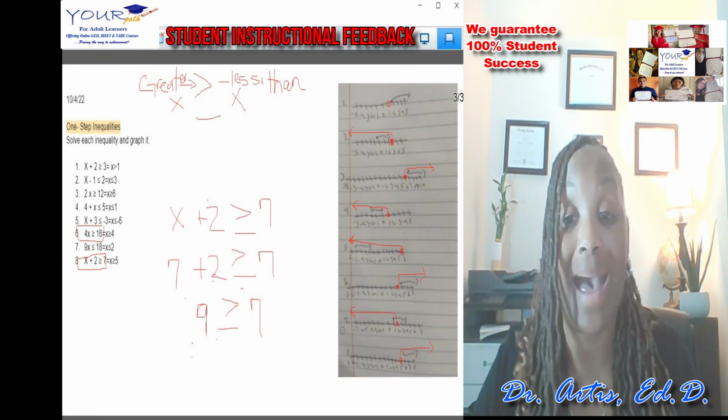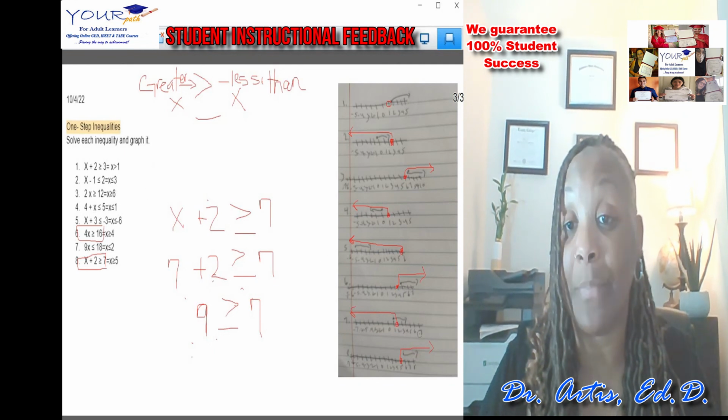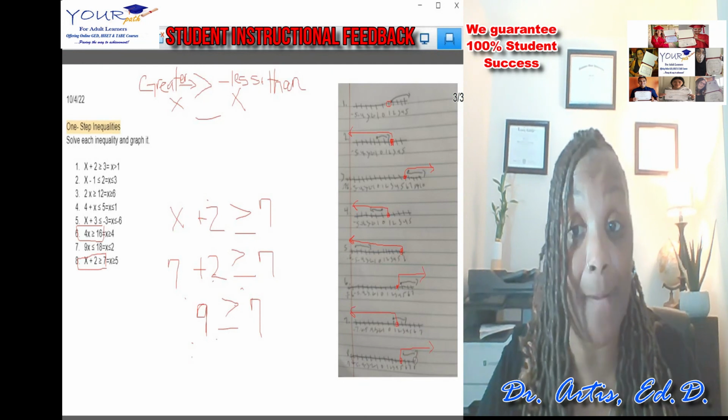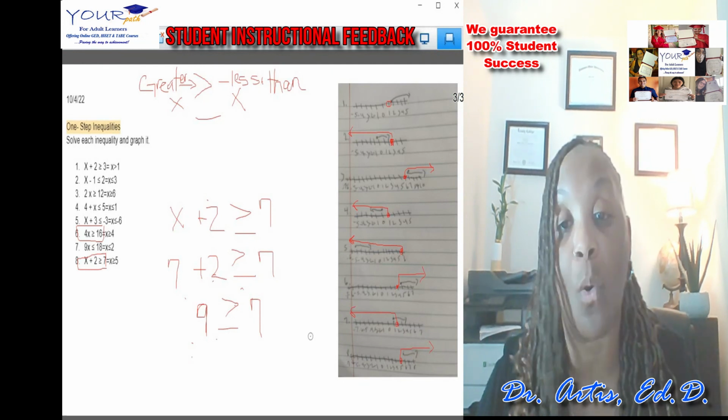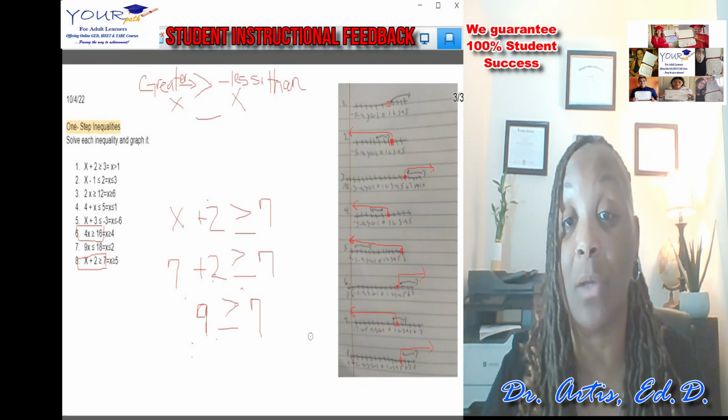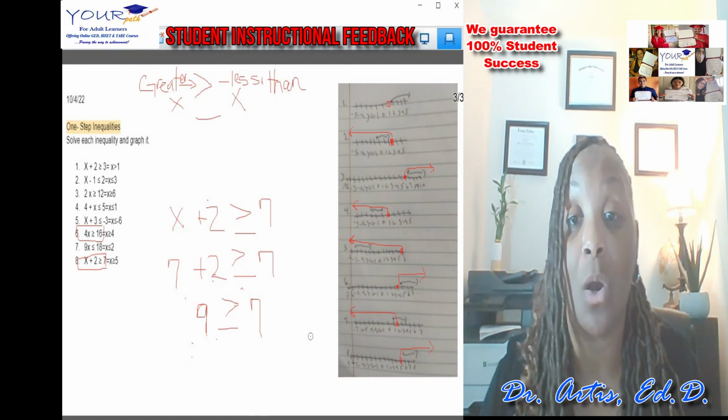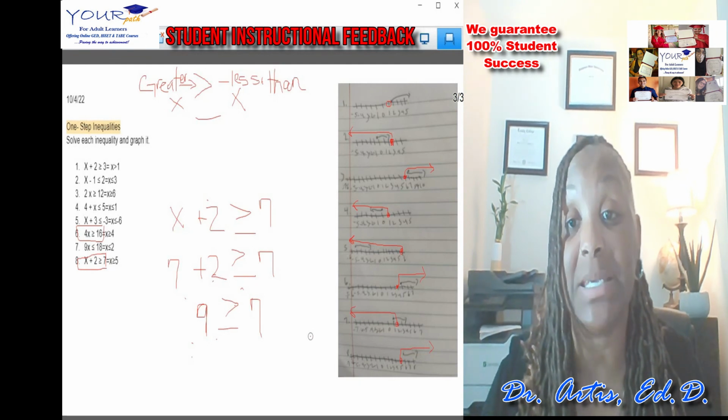So this is how you will actually complete your number line. I hope that this has helped. Please give me feedback on whether or not you clearly understand how to actually plot or graph your inequalities on the number line.